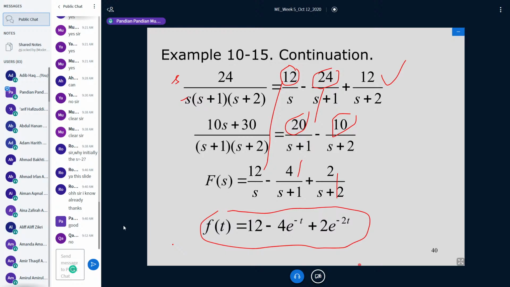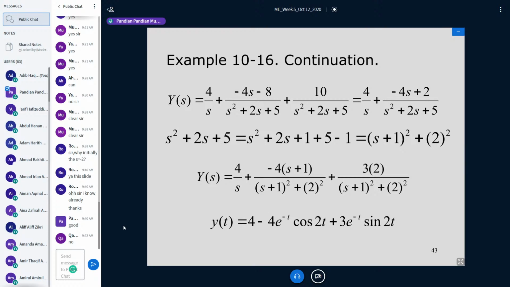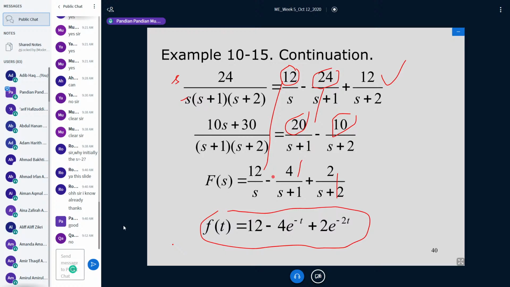Okay. So we have another example here, but I'm not going into detail because it is the same second order. So we already finished this one. So that's all for today.